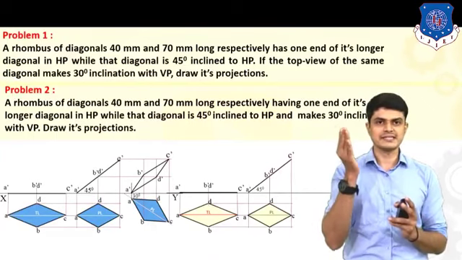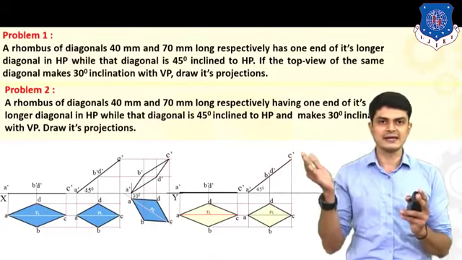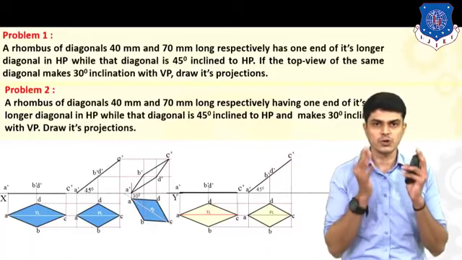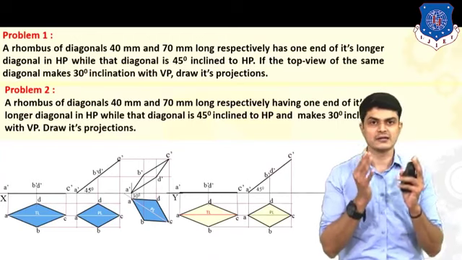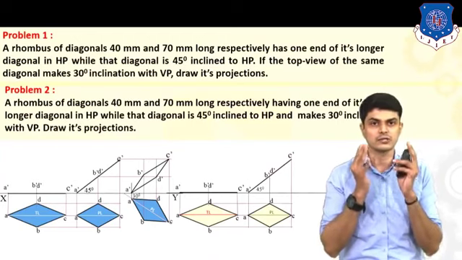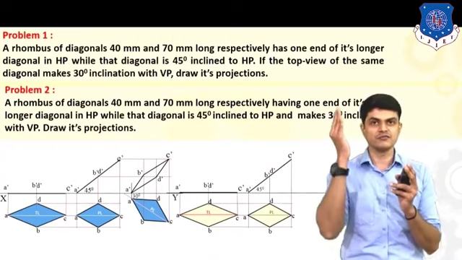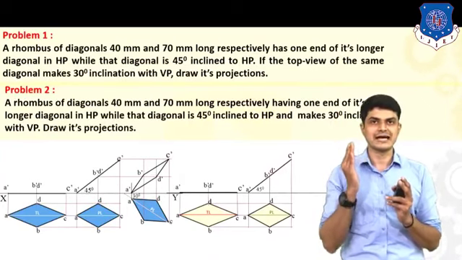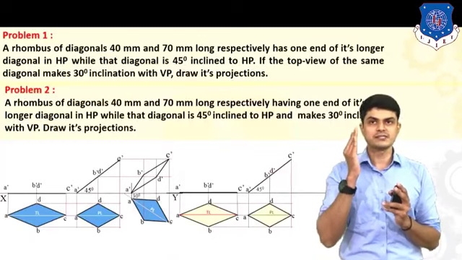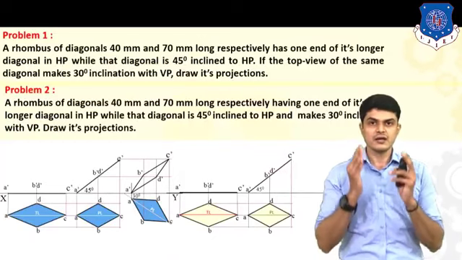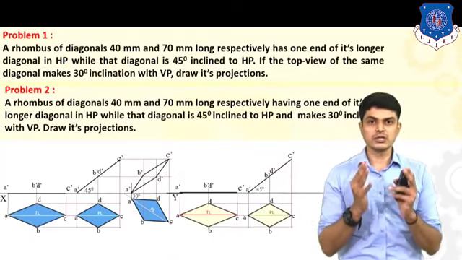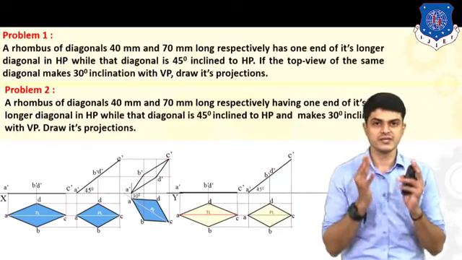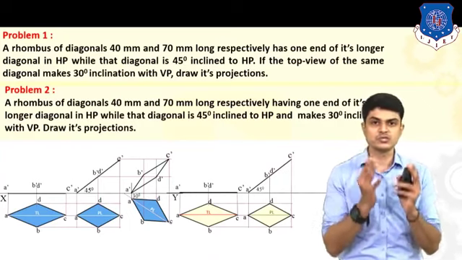But here in our example, it is said that your longer diagonal is inclined at 30 degree to your VP. That means we are talking about the actual longer diagonal. We are not talking about the plan or the top view, as it is said in your first example. Let us read the first example, last line. If the top view of the same diagonal, so we are talking particularly about the top view, but here in this case we are not talking about the top view, but the actual longer diagonal.